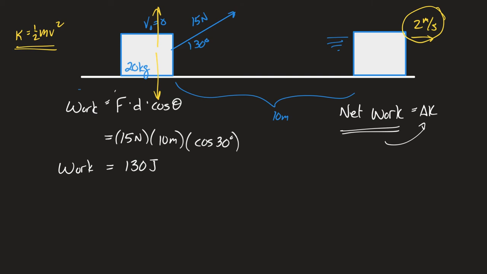Net work. You had sufficient time to work that out. You guys who are going ahead of me, keep going. But do we have any difficulty figuring out the net work done on the box? So 40 joules.